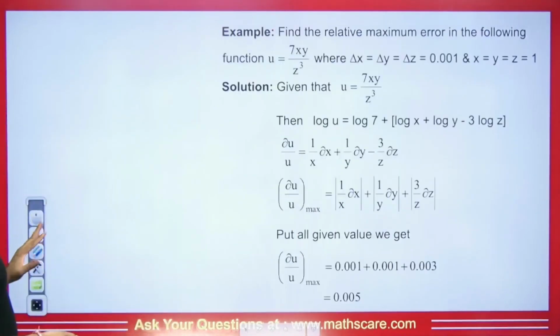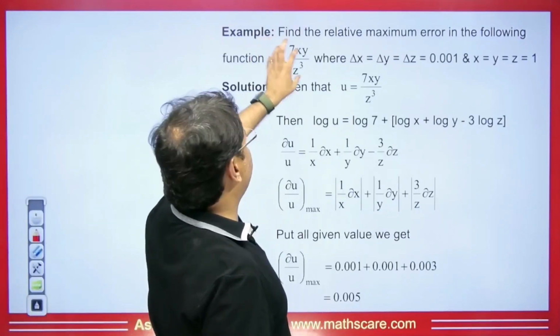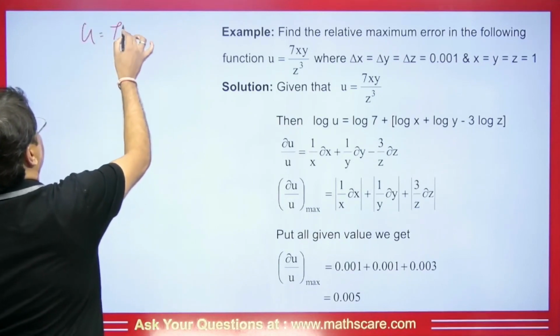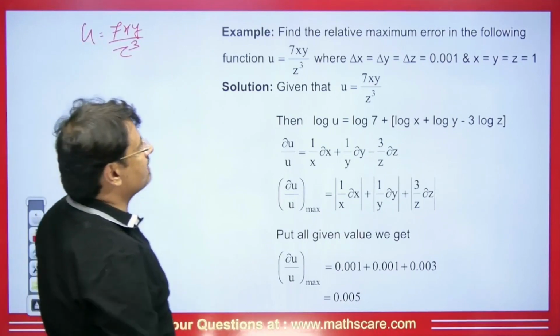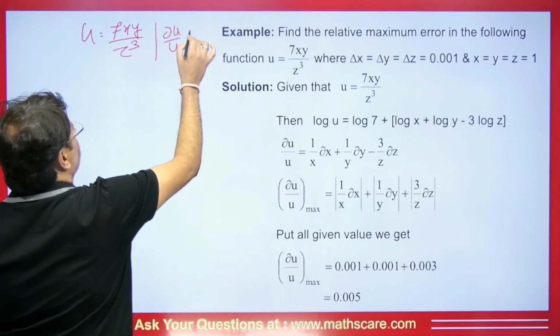Let's say we have an example. What is it saying? Find the relative maximum error in the following function. We have u is equal to what here? Here u is given as u is equal to 7xy upon z cube. Here what do you need to calculate? It's relative error. That means you need to calculate del u upon value of u.